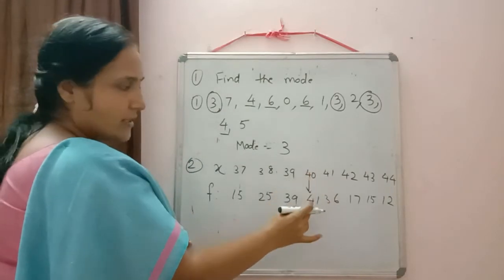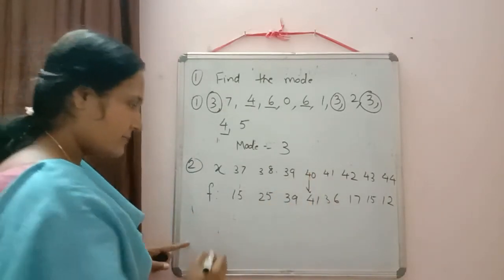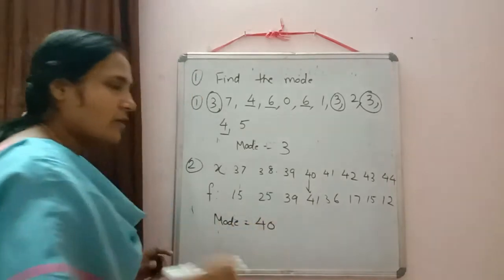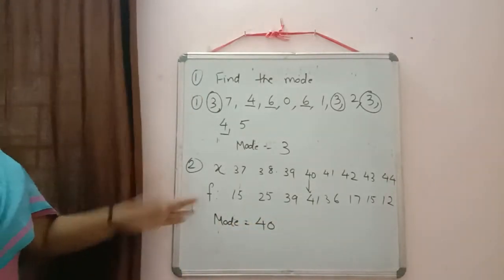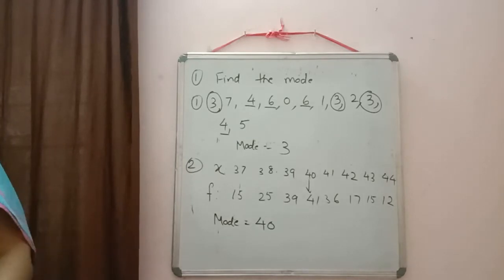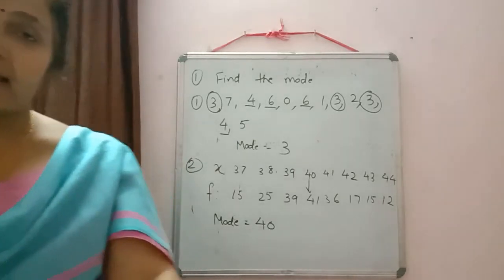40. The number 40 is repeated 41 times. So directly we can write here mode is equal to 40. You don't have to do anything, just write in this way. Mode is equal to 40. Clear? Okay.